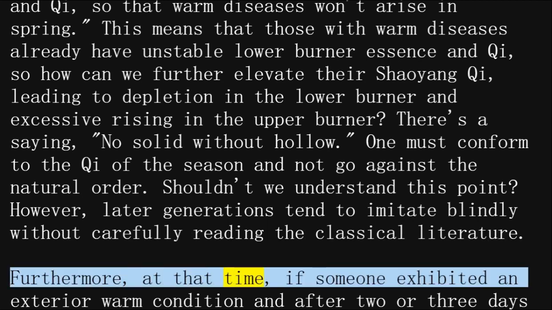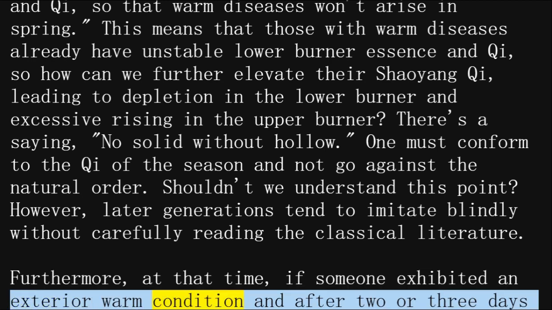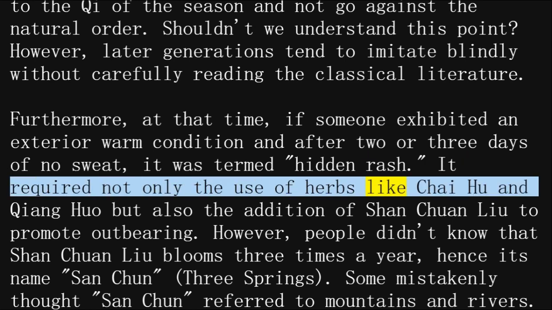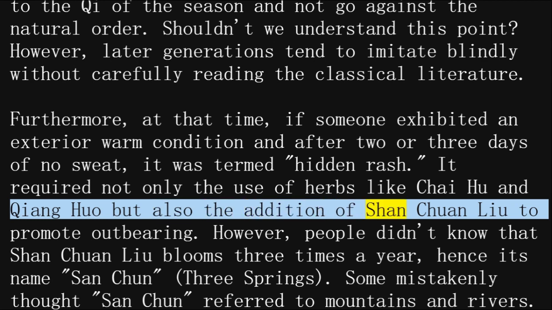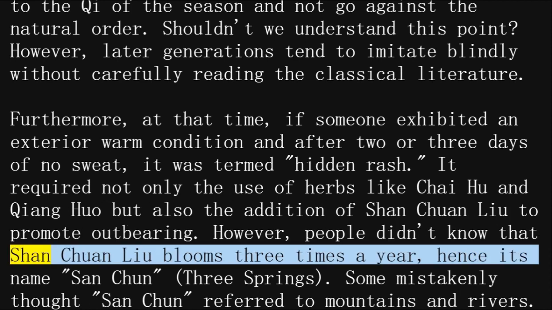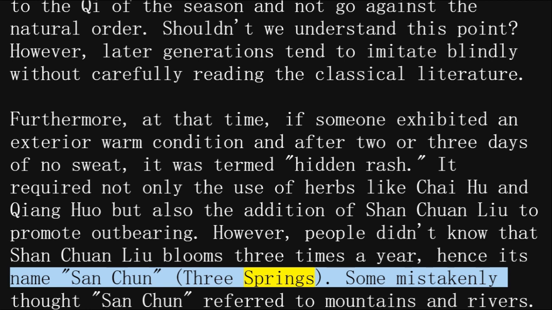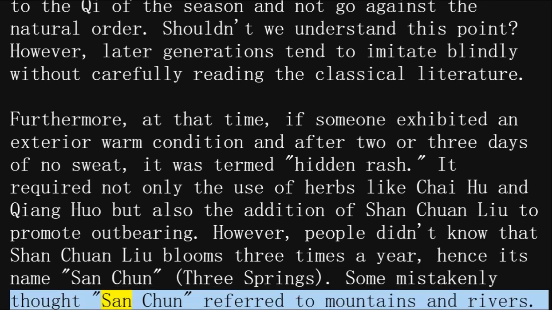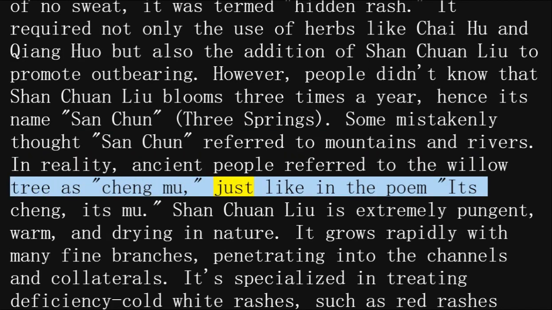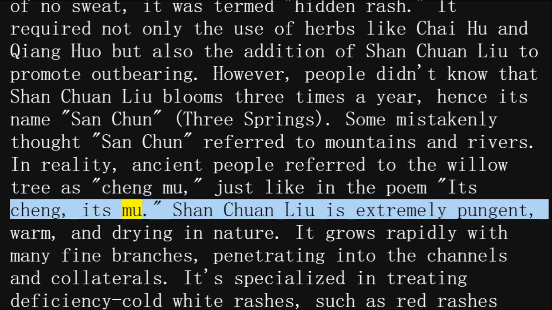Furthermore, at that time, if someone exhibited an exterior warm condition and after 2 or 3 days of no sweat, it was termed hidden rash. It required not only the use of herbs like Chaihu and Qianghuo but also the addition of Sanchunliu to promote outbearing. However, people didn't know that Sanchunliu blooms 3 times a year, hence its name Sanchun, 3 springs. Some mistakenly thought Sanchun referred to mountains and rivers. In reality, ancient people referred to the willow tree as Chengmu, just like in the poem it's Cheng, it's Mu.